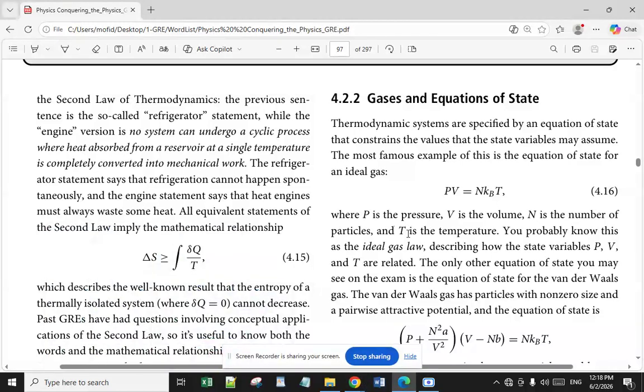In the name of Almighty God, I'm Master Sankosha, and today I want to talk about thermodynamic systems in physics GRE. Now I want to go through subsection 4.2.2, gases and equations of state.